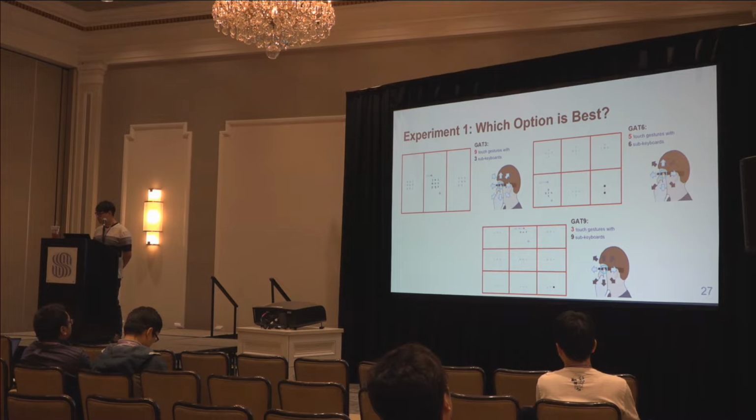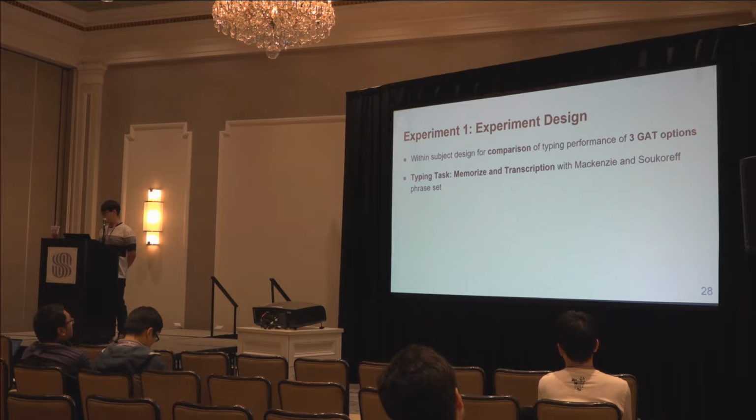Those 3 figures are the 3 options. GAT3 consisted of 3 sub-keyboards and used 9 touch gestures, GAT6 consisted of 6 sub-keyboards and used 5 touch gestures, and GAT9 consisted of 9 sub-keyboards and used 3 touch gestures. We used a within-subject design to compare each of the 3 GAT options, and also used memorizing and transcription tasks with a commonly used phrase set.